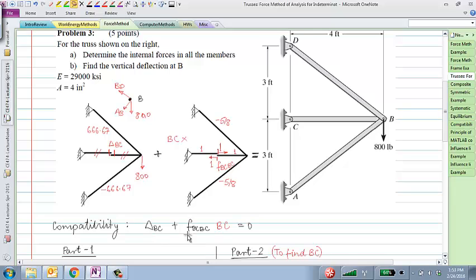So I can solve this equation if I know what delta BC is and what FBC BC is. The only unknown here is this internal force, the redundant internal force BC. So the problem now becomes, how do I find delta BC and FBC BC for this particular problem? How do I find that? Would you be able to calculate this delta BC? Maybe take 30 seconds and see if you can set it up. How would you go about calculating it?